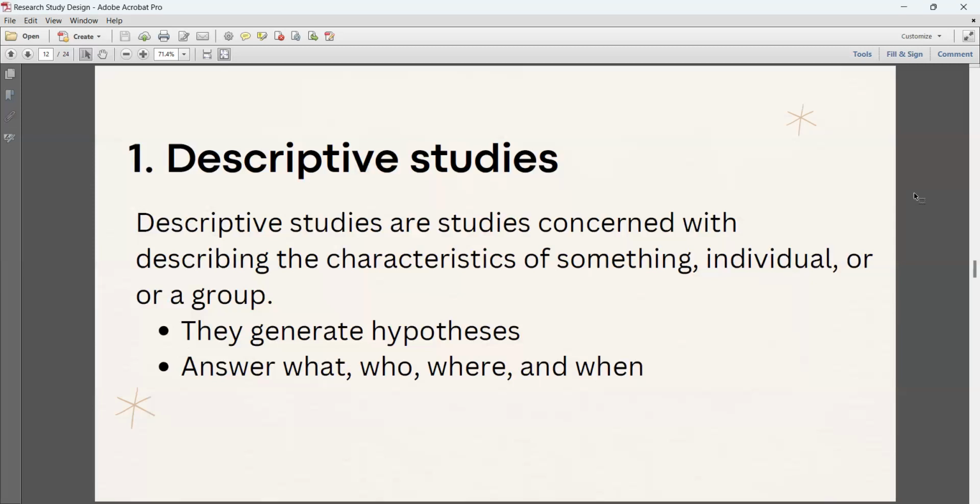Then in terms of where, let me give you an example of a where descriptive question. Where do you normally go to worship? So it's a characteristic of that particular element. And when, for instance, when do you normally go to this place? So basically those are some examples of questions for the descriptive design.